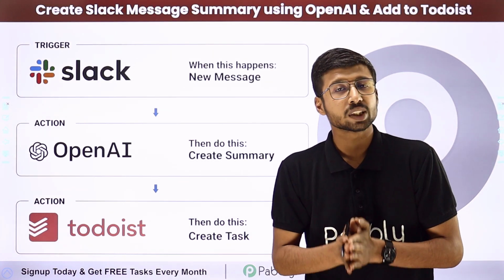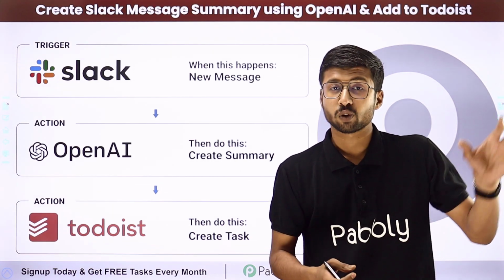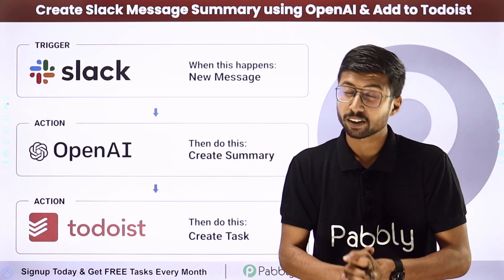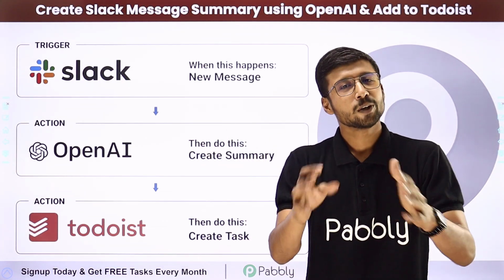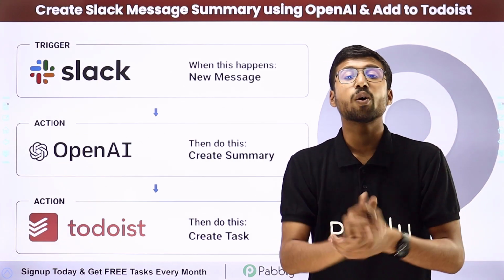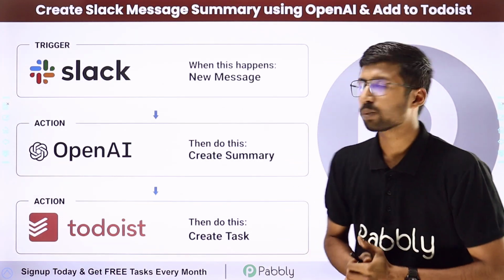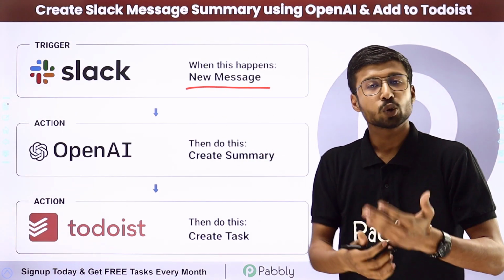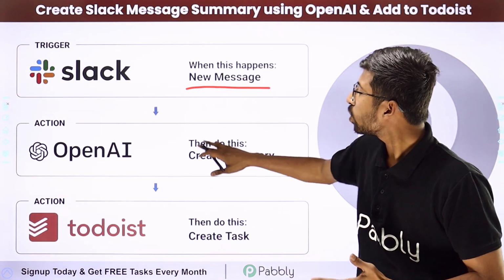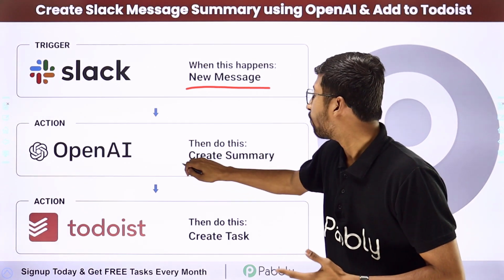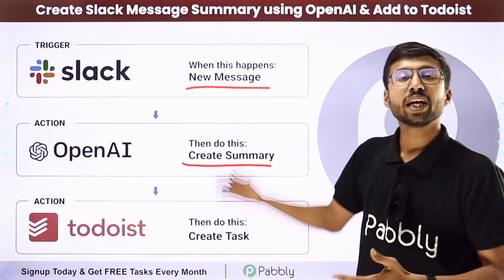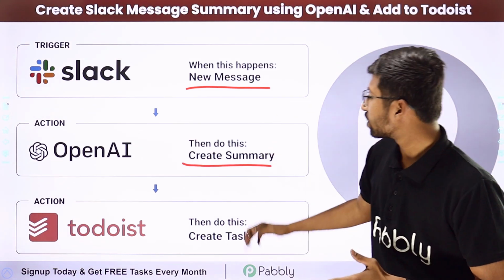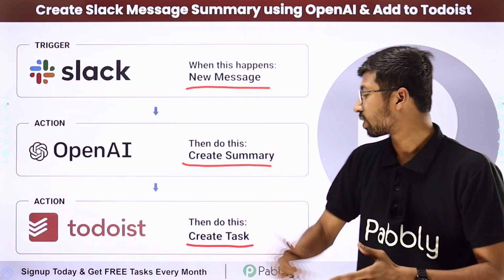Now guys, the manual process of getting a message or reading a message from Slack, summarizing it and adding it into Todoist can be a very repetitive and time-consuming task for you. So in this video, we will see how you can automate this process. So in this automation, the trigger will be receiving a new message on our Slack channel. As we receive this new message, automatically using OpenAI, we are going to summarize it. We are going to create a summary of that particular message, and after that, we are going to add that summary as a new task in our Todoist account.